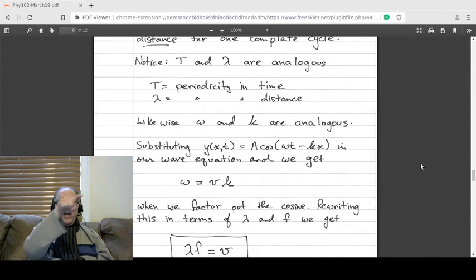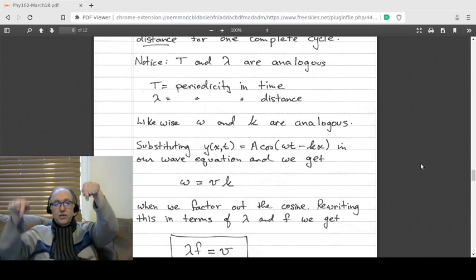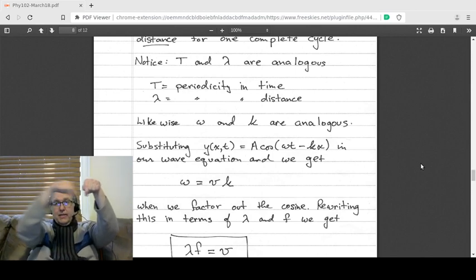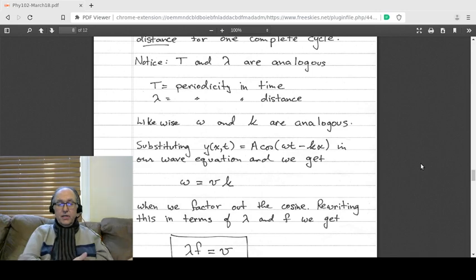But if you're looking at the wave spatially, and you've got a crest here and a crest here, it repeats. You've got a crest, then it goes through a trough into a crest, and then it does it again. So the periodicity spatially, or in distance, is basically lambda. Just like you have a periodicity in time, you have a periodicity in space. Similarly, omega and k are analogous to one another. Omega is the angular frequency.